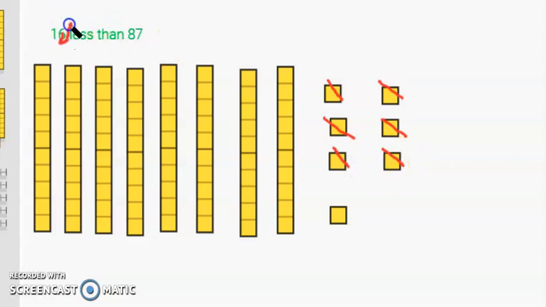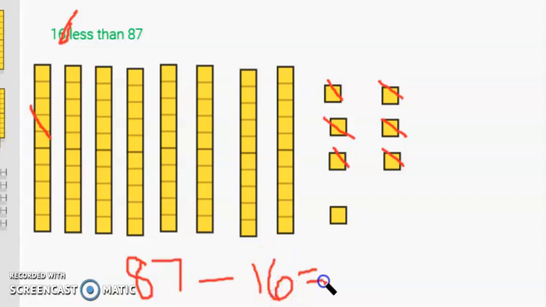And then it says I need to cross out 1 10. I'll cross out 1 10. And I'm going to see what my answer is. So 87 minus 16 equals, let's see what's left. 1, 2, 3, 4, 5, 6, 7, 7 10s, and just 1 1. So the answer is 71. So that's how you could set up the problem on your own. The next one's going to get a little trickier.